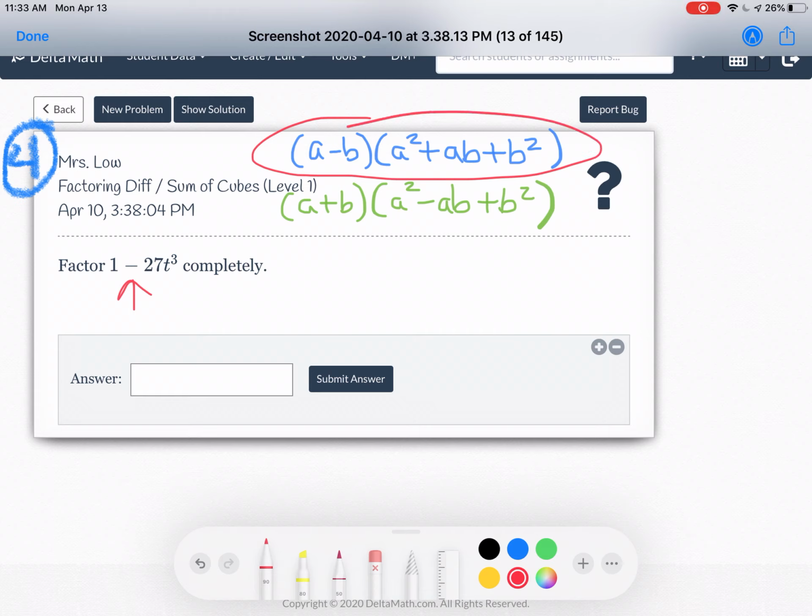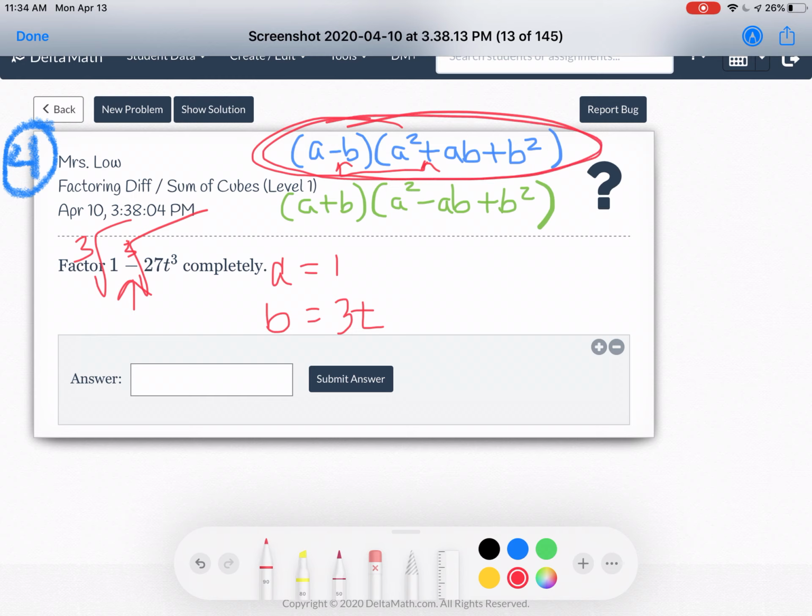So the thing you need to remember is that these are opposite signs, okay? Our A value is the cube root of the first one. Our B value is the cube root of the second one. Notice I left the sign alone. You're never using the sign there because the formula takes that into consideration. So the cube root of 27t cubed is 3t. And now I'm just going to sub into that red formula that I circled up here.